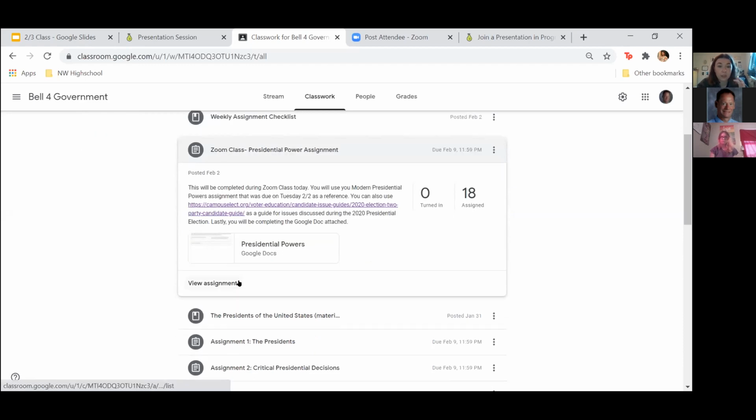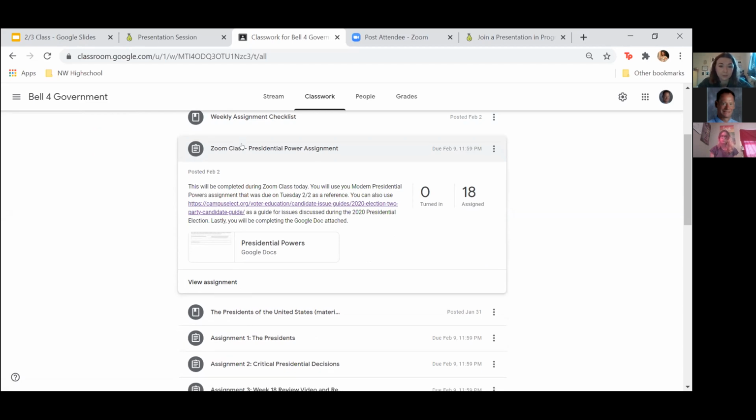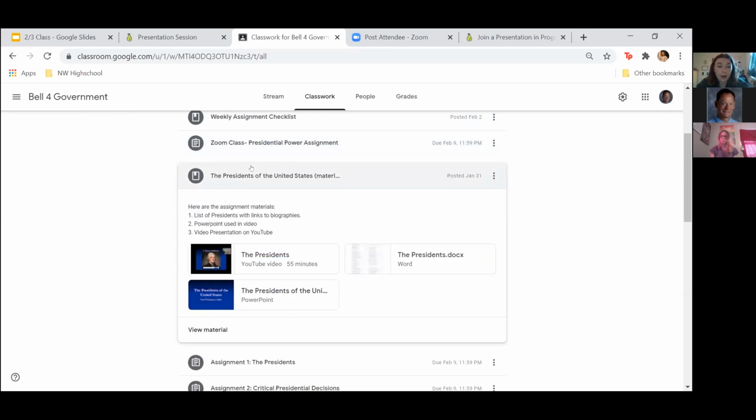Starting off, the Zoom class Google Doc is going to be underneath the Zoom class assignment. So we'll be doing this at the end of class. The next thing that you have to do is to watch this YouTube video on the presidents. There is also a Word document that you can use to look up other things about the presidents, as well as the presentation given in the YouTube video, linked on here as well. So you can go through that after you watch the presentation. Your first step is to watch the presentation on the presidents.